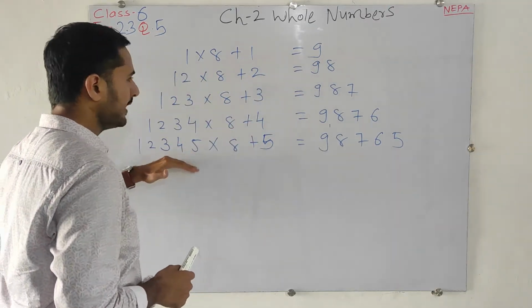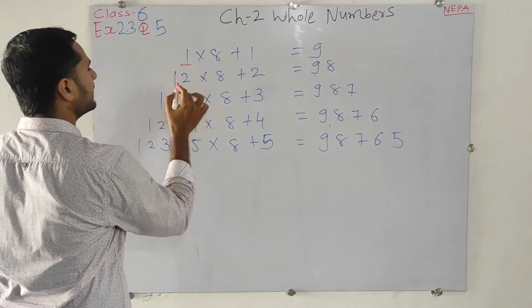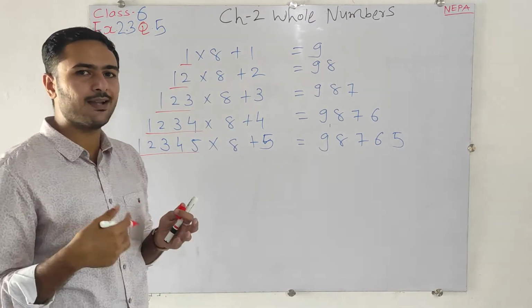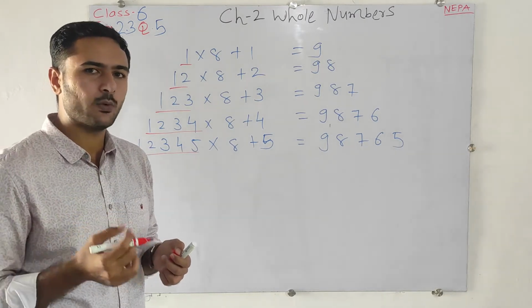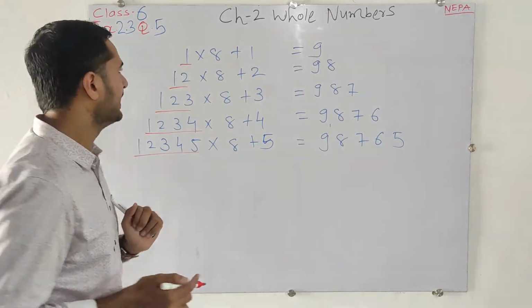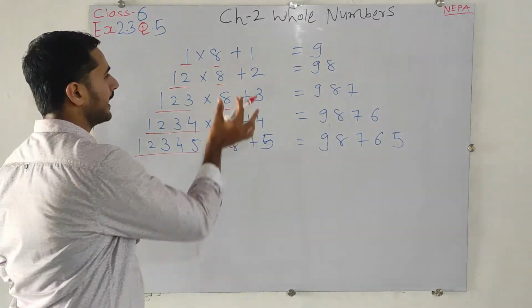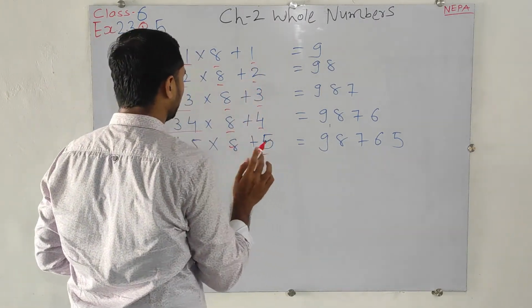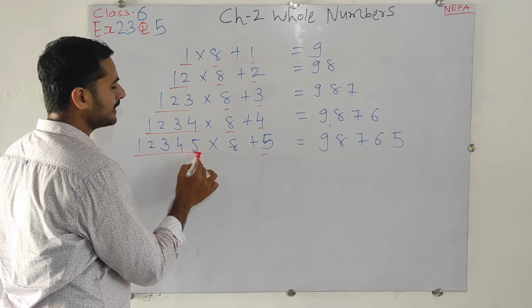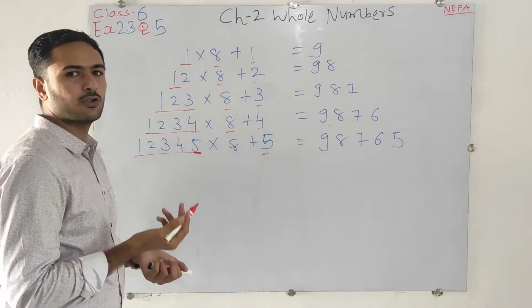If you observe till here, first of all see the changes on the left hand side. Here that's 1, then 12, 123, 1234, 12345. It means each and every time for the next step one number will increase. Here is 5, so the next number will be 123456. Now the 8 is the same, there is no change, it's as it is. But the number added at the end increases: 1, 2, 3, 4, 5. This is about the pattern.